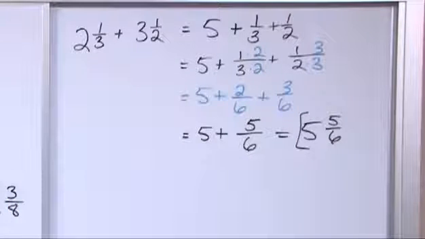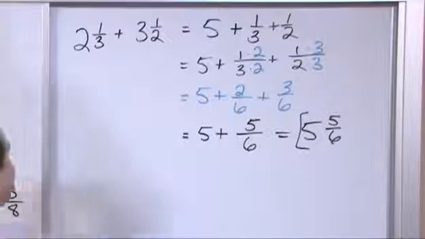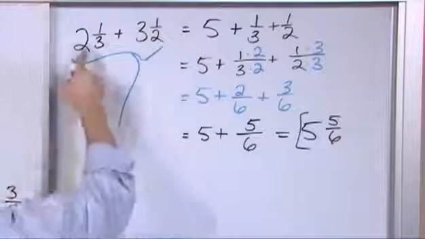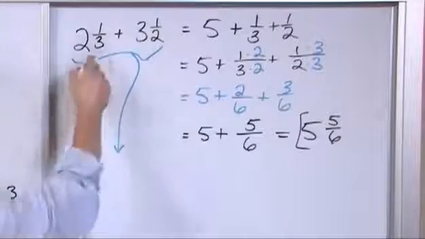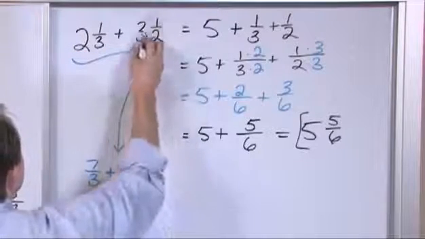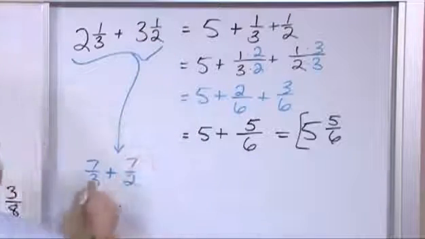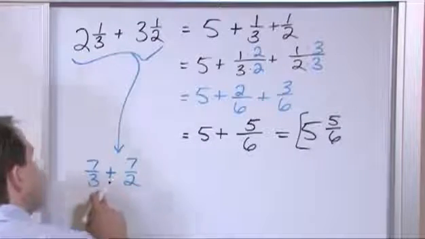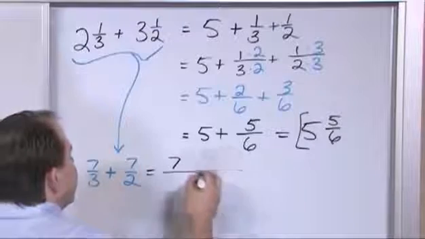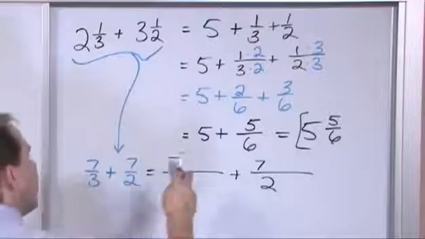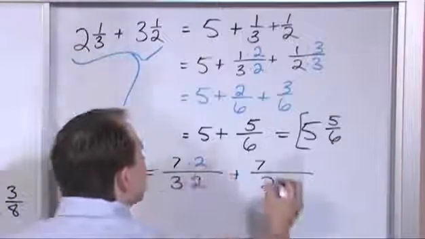But your teacher, like I say, may want you to do it a little bit differently. Maybe it's a little bit easier for you to think of it this way. So what we can do is forget about all this as a separate way to do this, and let's convert this to an improper fraction. 2 times 3 is 6, plus 1 is 7/3, plus 3 times 2 is 6, plus 1 is 7/2. And so now we have 7/3 plus 7/2. I still have the same denominators of 3 and 2, so I'm going to write it as 7/3 plus 7/2. And I'm going to multiply this fraction by 2 and this fraction by 3.